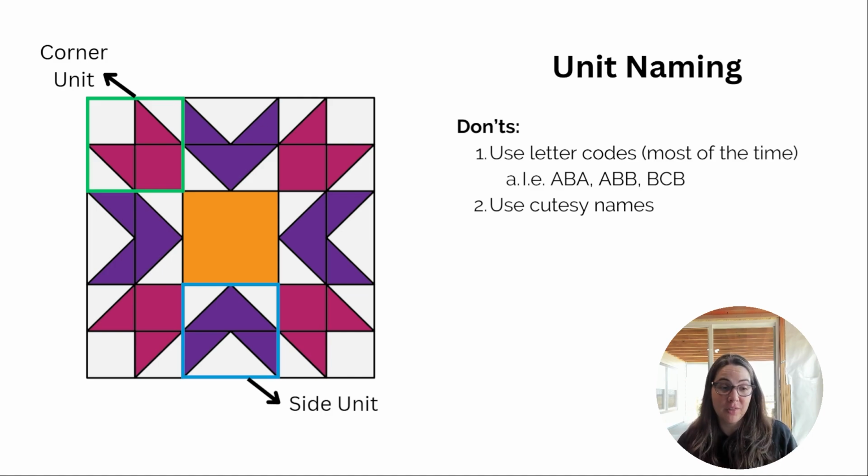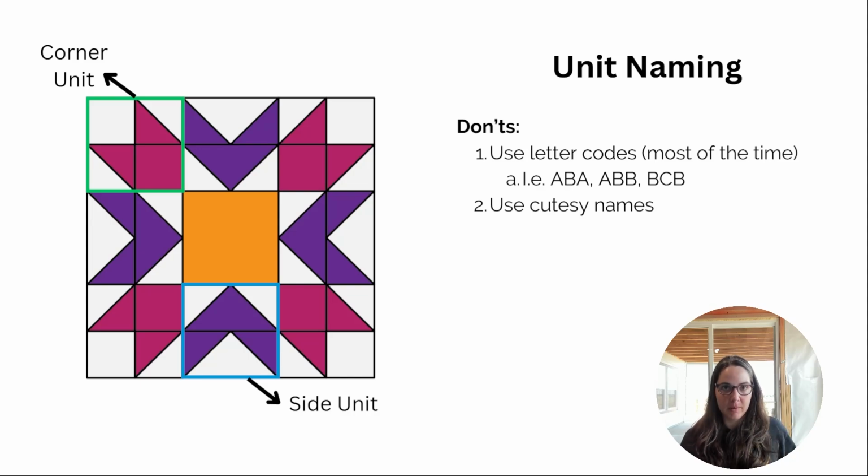The other really important thing to avoid is using cutesy names. Now, what do I mean by that? I have seen in patterns where something's called a warbler unit or something crazy like that, right? Sometimes there are names for different units and quilt blocks, right? Snail trail. That's a very traditional quilt block. A lot of people don't necessarily know that that's the name for it anymore though, right? It used to be very traditional quilting, right?